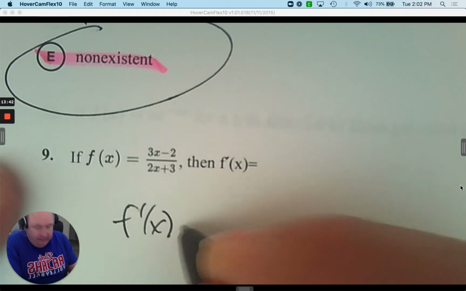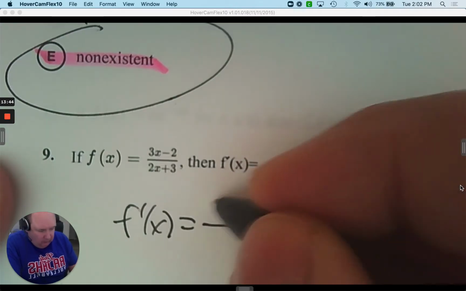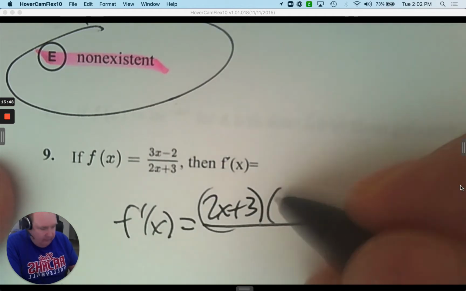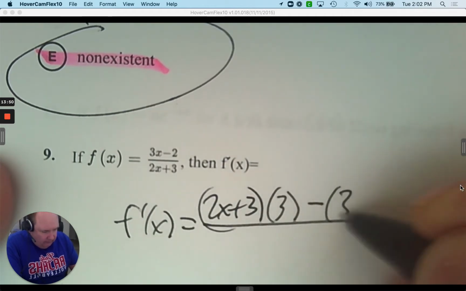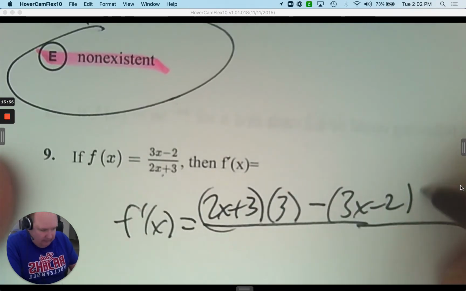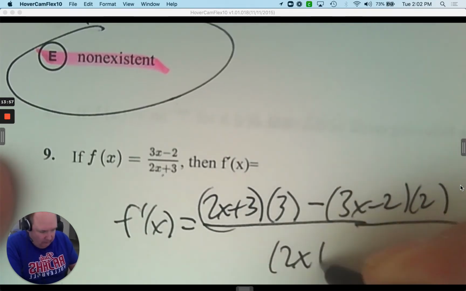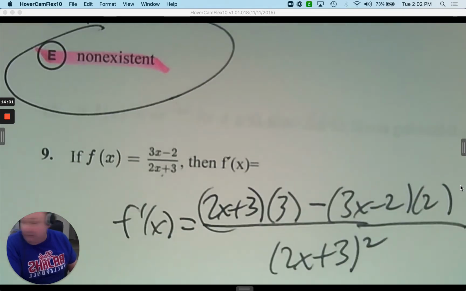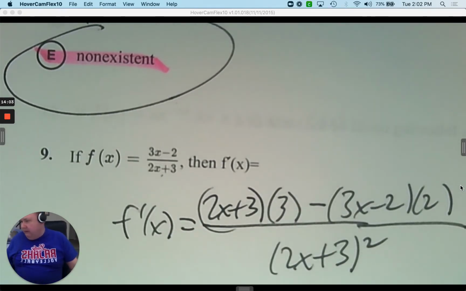If f at x equals that, then what's the derivative? This looks like the quotient rule. So let me do the quotient rule: the bottom times the derivative of the top, subtract the top times the derivative of the bottom, and then the bottom squared. So that's what I'm looking for. I might have to simplify it.